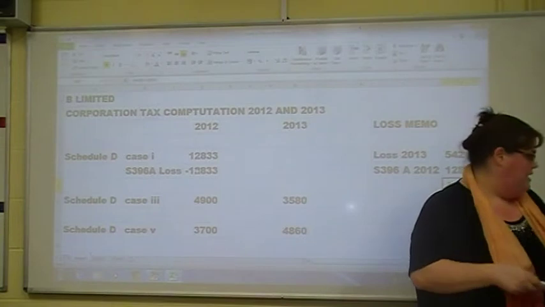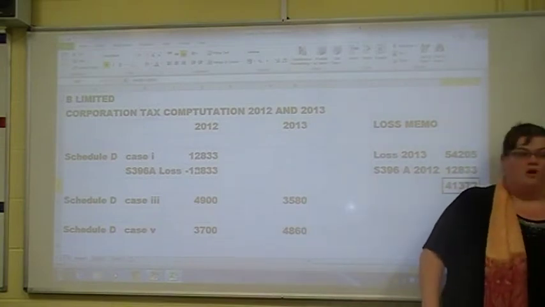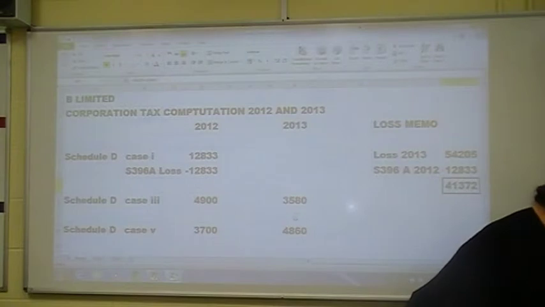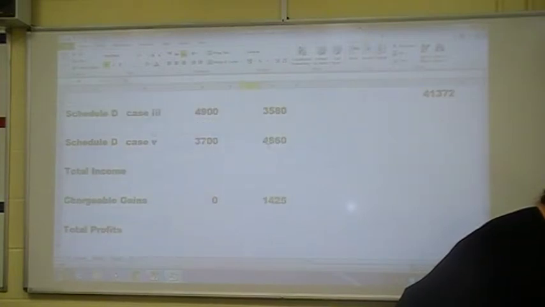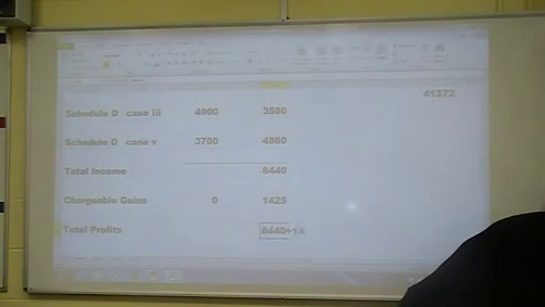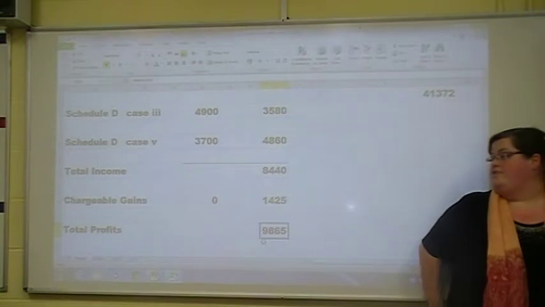Okay, our next step is to calculate our corporation tax liability as normal now. So going to step 13. Calculate my corporation tax liability as normal. Okay, so I've got case 3 and case 5, so adding them together, 3,580 plus 4,860, giving me 8,440, and adding on my 1,425 onto it, giving me total profits of 9,865.